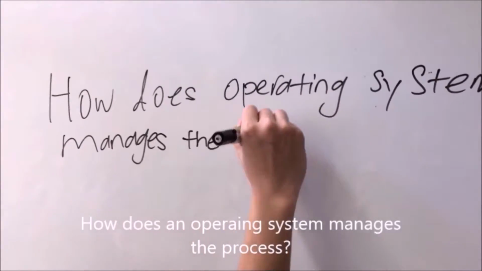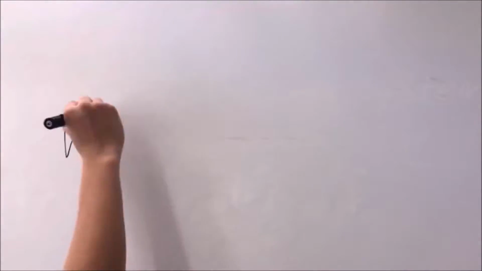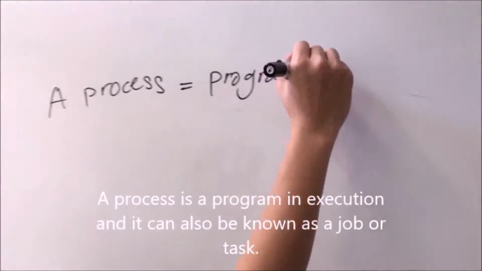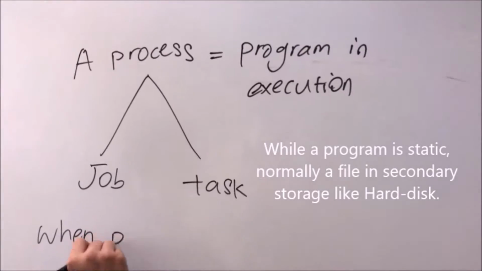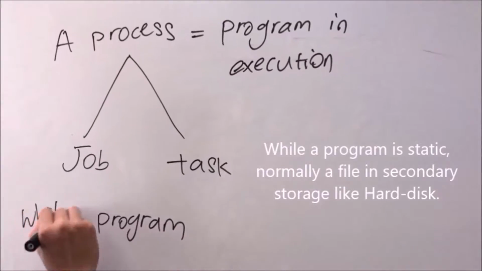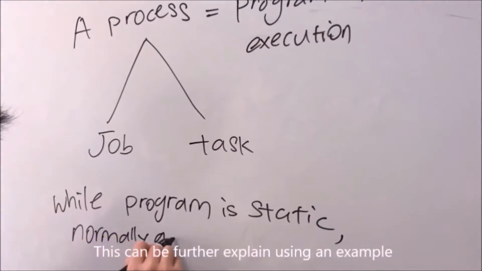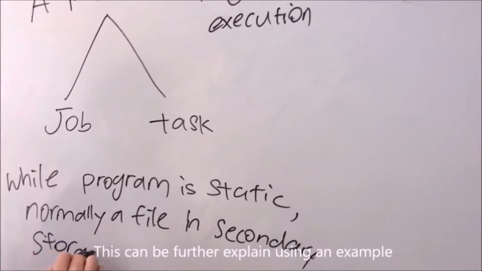How does the operating system manage the process? What is a process? A process is a program in execution. A process can also be known as a job or task, while a program is static, normally found in secondary storage like hard disks. This can be further explained in the following example.